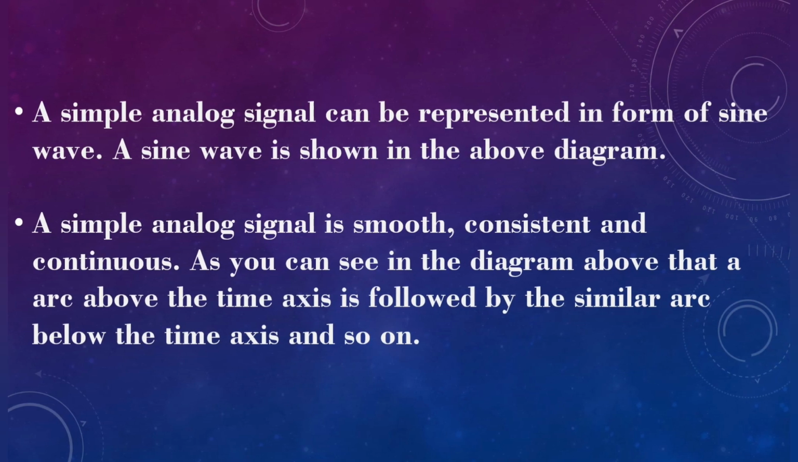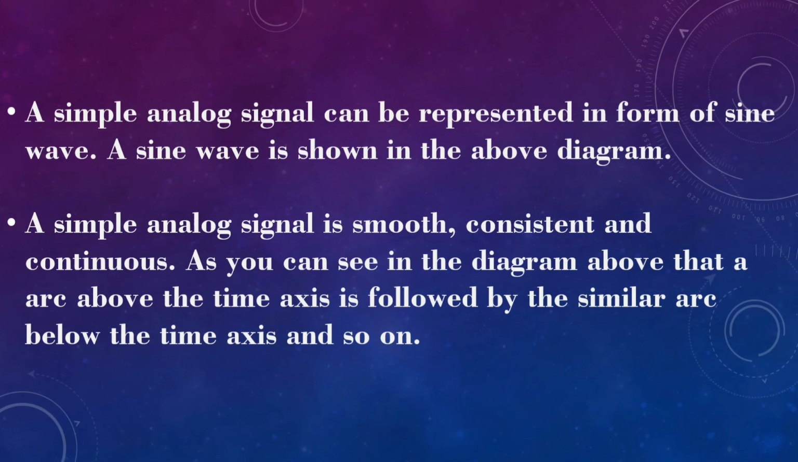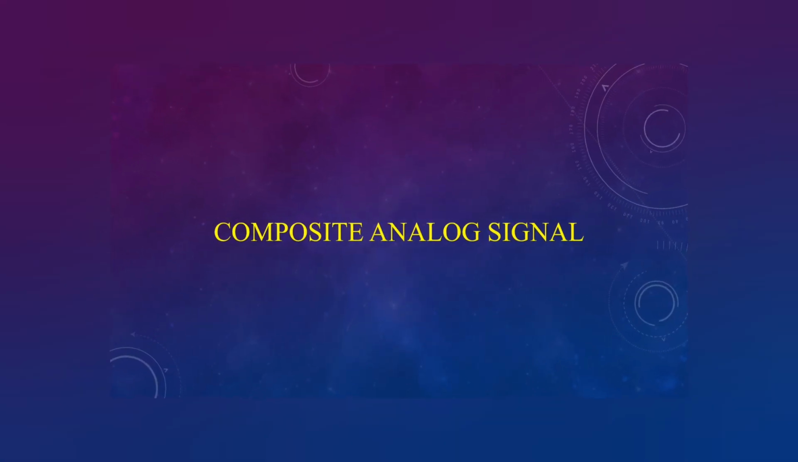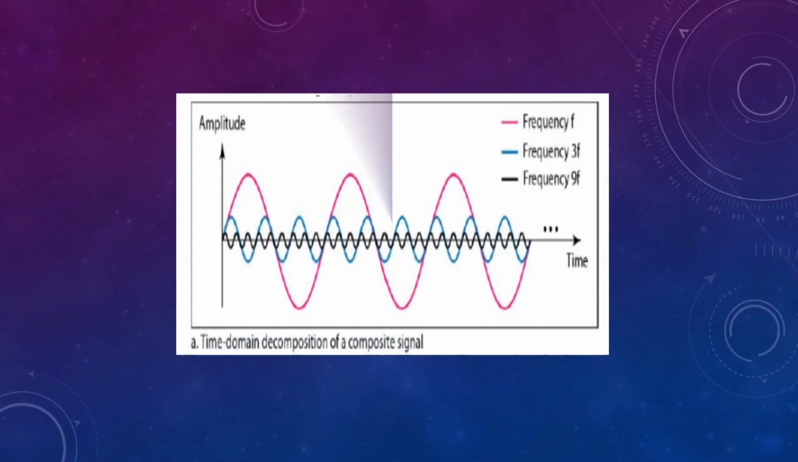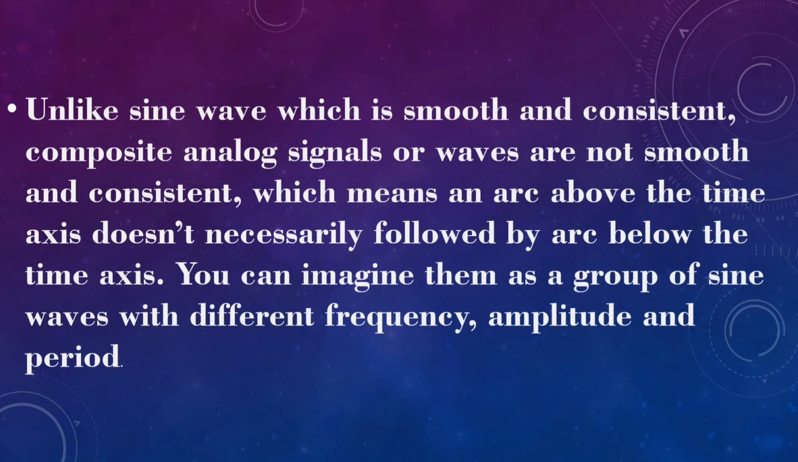A simple analog signal is smooth, consistent and continuous. As you can see in the above diagram, an arc above the time axis is followed by a similar arc below the time axis and so on. Now, composite analog signal. Unlike sine wave, which is smooth and consistent, composite analog signals or waves are not smooth and consistent, which means an arc above the time axis doesn't necessarily follow an arc below the time axis. You can imagine them as a group of sine waves with different frequency, amplitude and period.